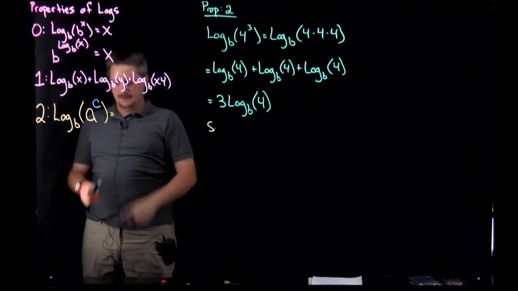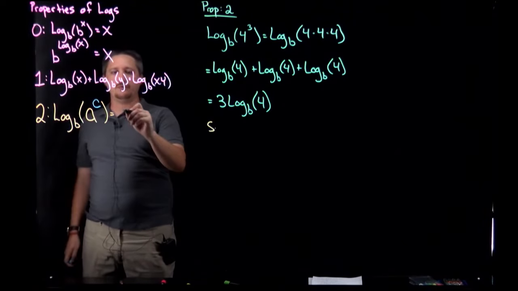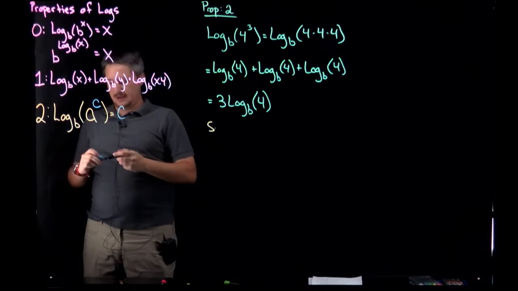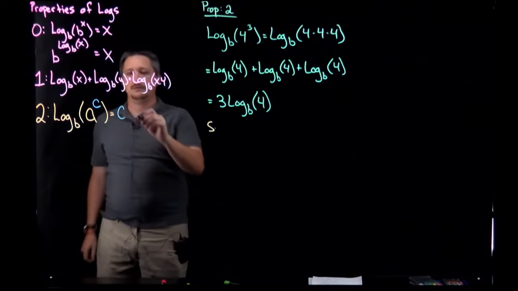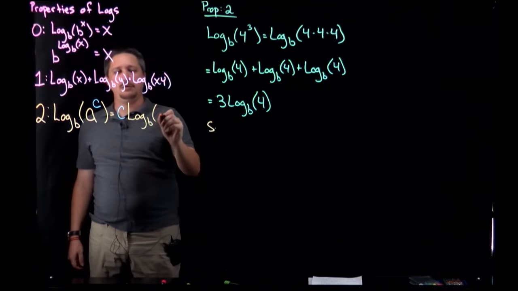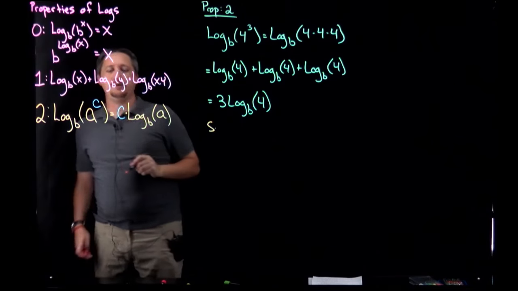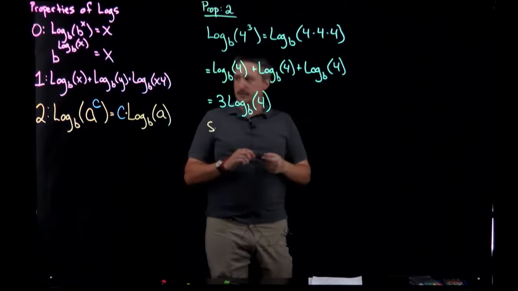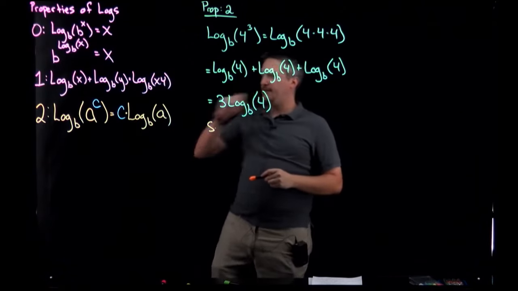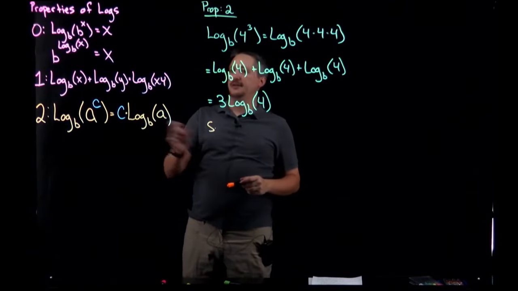Then take that and bring it in front. So we're going to have c times log base b of a. So let's multiply right there, okay? So this is our second property. If we have something to a power, we can make it that power times this.